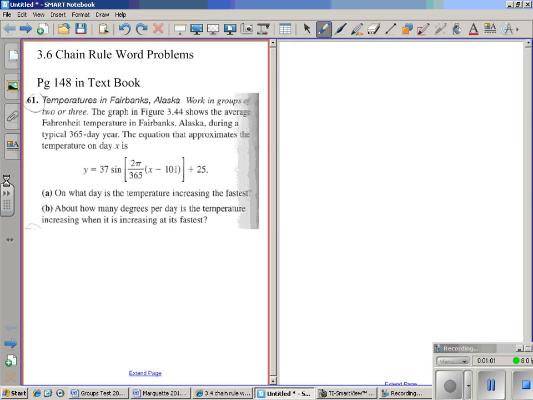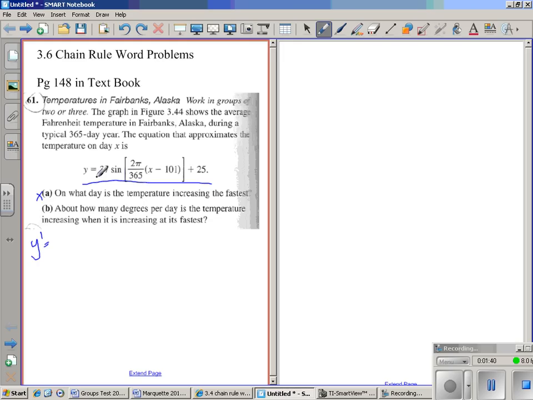So we have the temperature in Alaska that is modeled by this equation, where you plug in the day of the year. Let's say it's January 1, you'd plug in 1 for X, and it will tell you the predicted temperature on that day. And the problem first wants to get at on what day is the temperature increasing the fastest. So when you think of temperature changing, what function should we be considering? Yep, the derivative.